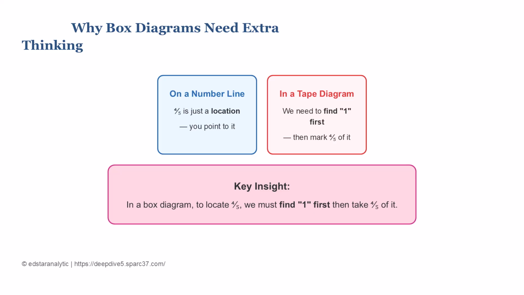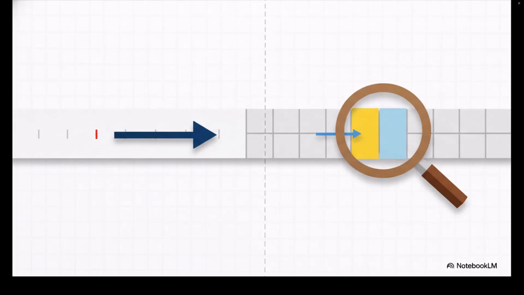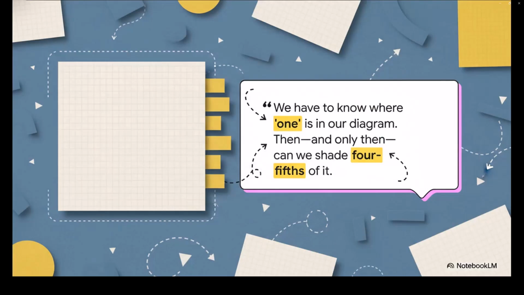So yeah, I'm going to say it again because it's that important. We have to know where 1 is in our diagram. You find that 1 first. It's like the anchor for the whole drawing. It's the step that makes everything else make sense. Whatever you do, don't skip this part.